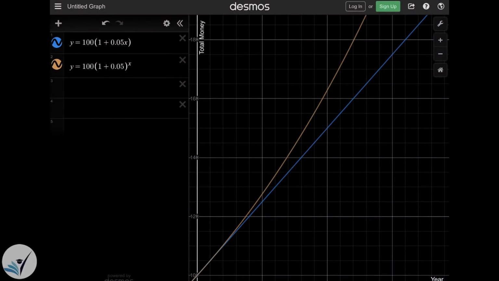Here in Desmos, I have entered the two equations. The first equation in blue represents simple interest, and the second equation in orange represents compound interest. As you can see, the second equation is an exponential equation and it grows faster. In case of simple interest, the blue line, after 10 years, the amount of total money in the account is $150 as we obtained from the equation. And in case of compound interest, since it's an exponential equation, we got a higher number. So after 10 years, the total money is $162.89.